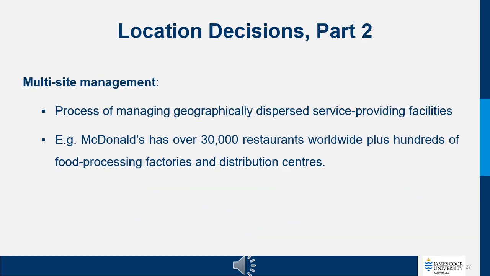It can be multi-site management, right? The process of managing different facilities around the world. For example, McDonald's has over 30,000 restaurants worldwide, plus hundreds of food processing facilities and distribution centers. So it can be not just one facility; it can be multi-site as well. So we need to be able to manage all those locations.